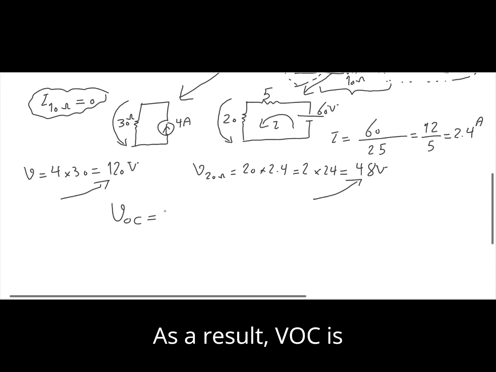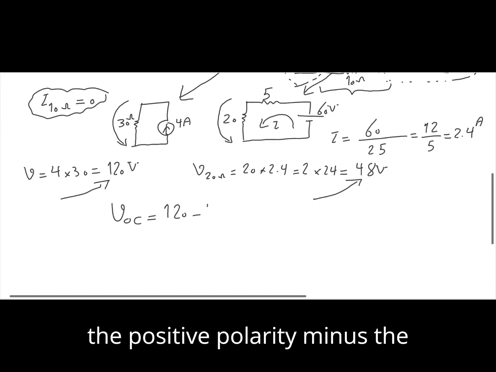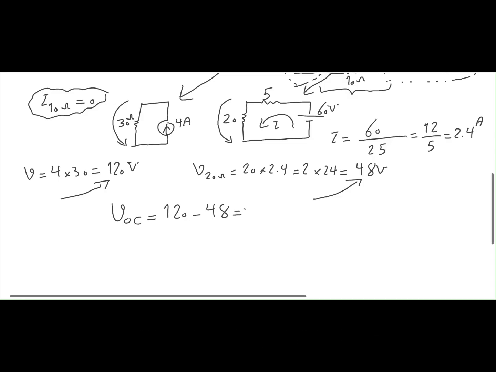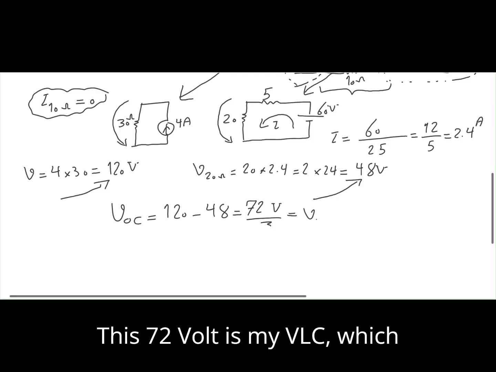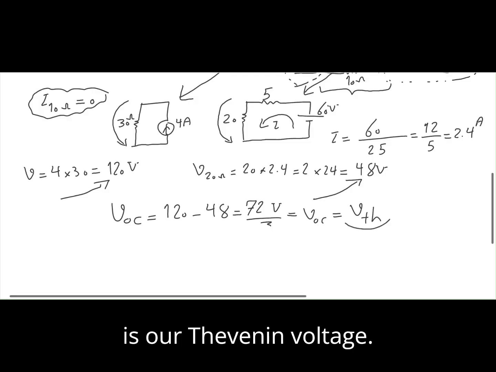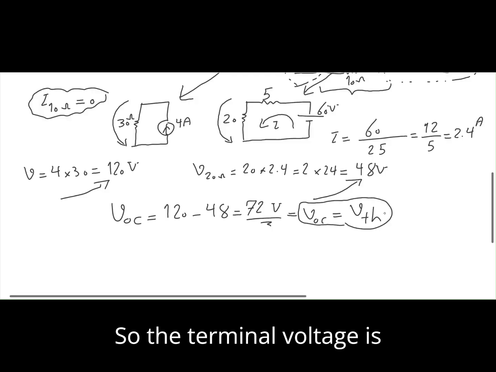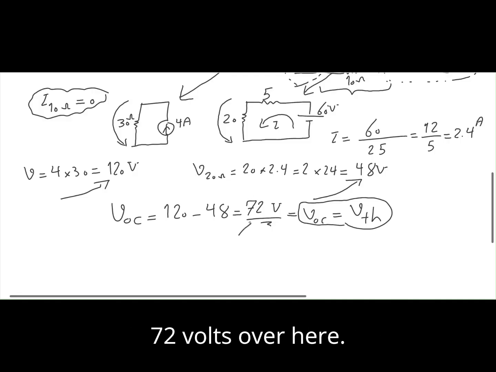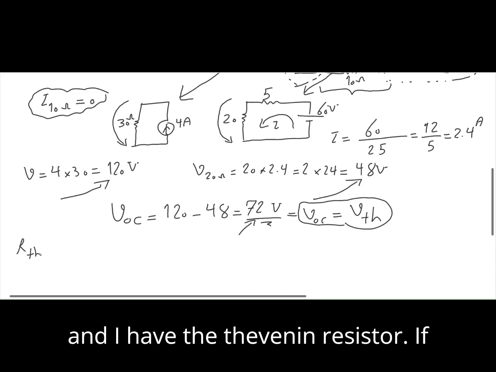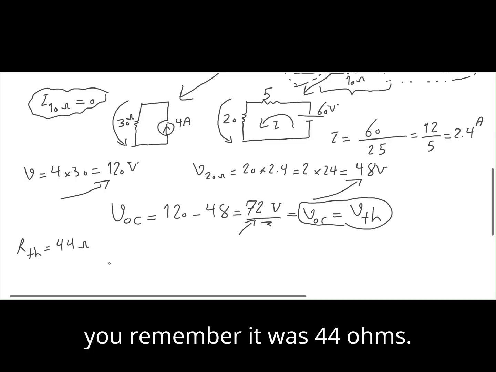As a result, VOC is the positive polarity minus the negative polarity. So 120 minus 48, 72 volts. This 72 volt is my VOC, which, by the way, we know is our Thevenin voltage. So the Thevenin voltage is 72 volts over here. So I have the Thevenin voltage and I have the Thevenin resistor. If you remember, it was 44 ohms.